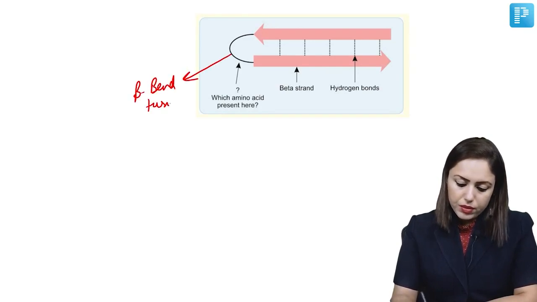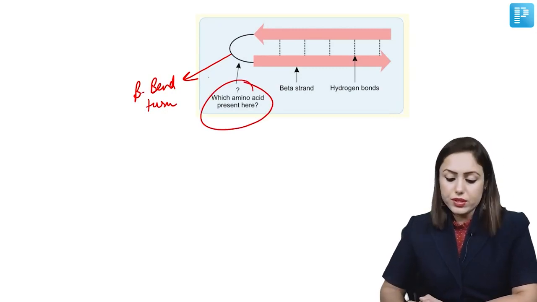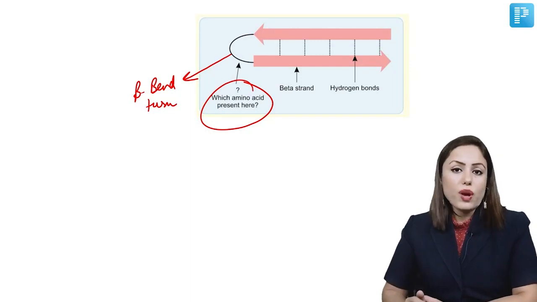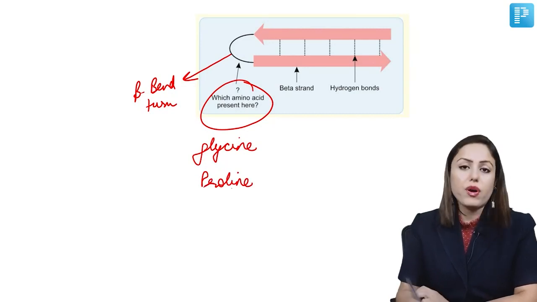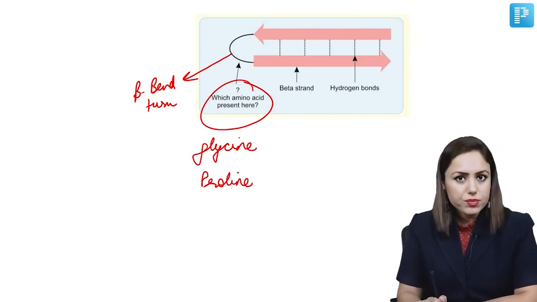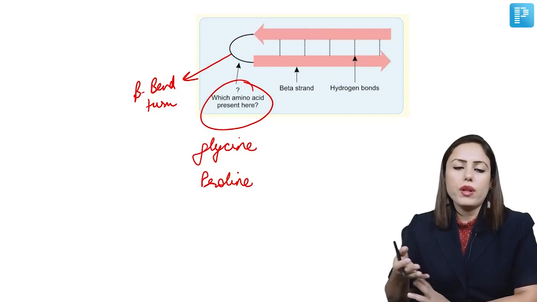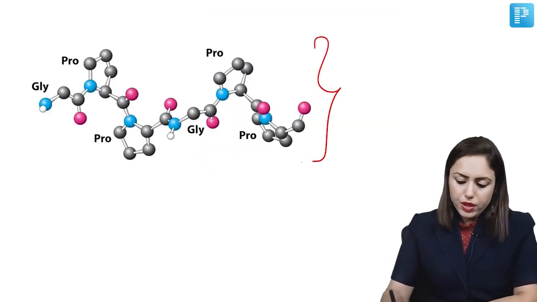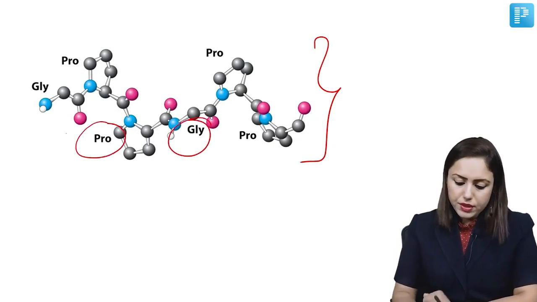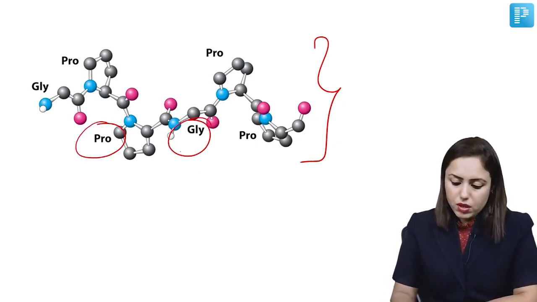or beta turn. Question asked which amino acid is present mostly at a beta bend or turn. So at beta bend, glycine and proline. Only these two amino acids can be found in a beta bend or turn. And usually the number of amino acids present here is 4. Okay. Which is this protein where many glycine and proline residues are there.